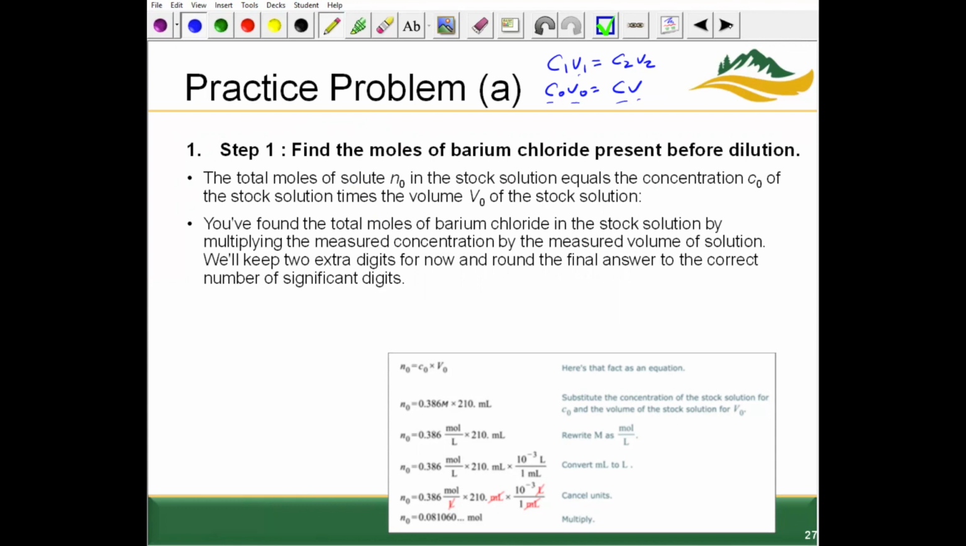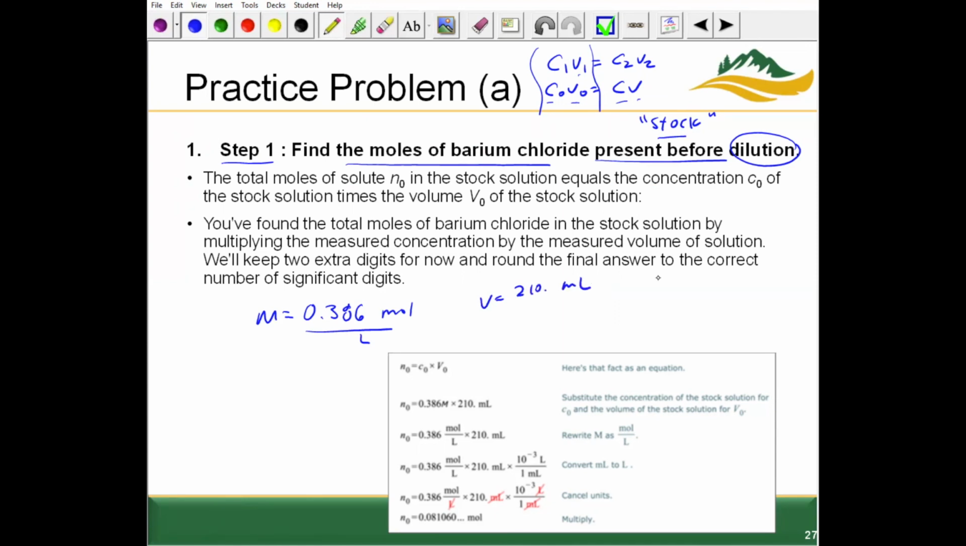There are a few different ways you can solve for this. Let's go through this method. Step one, we're going to find the moles of barium chloride present before the dilution. Everything labeled C1 and V1, or C naught and V naught, is before dilution, which in this case refers to our stock solution. For our stock solution, we know the molarity is 0.386 moles per liter, and the volume we were given is 210 milliliters.